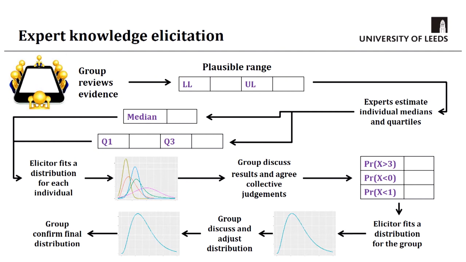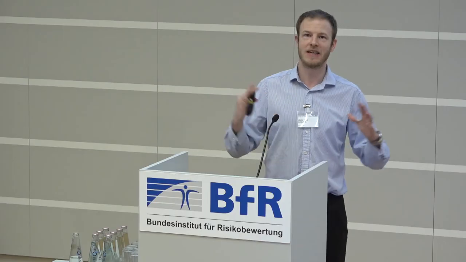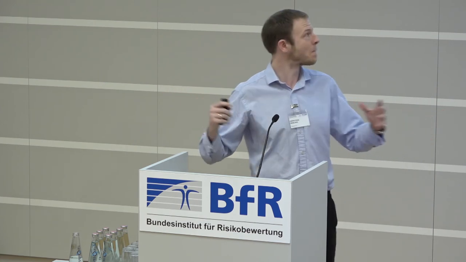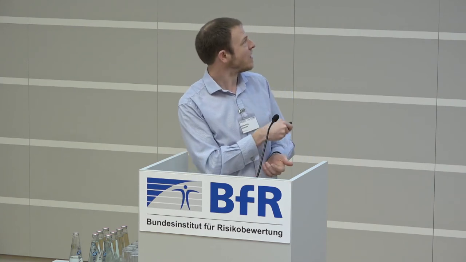But then again, once we've got these extra judgments, I'm then going to fit a distribution for the group. So this is supposed to be a distribution which encapsulates the group, the range of opinions in the group. It's not about averaging the experts to get tighter agreement. It's about trying to capture every opinion that's in that room. But again, I've made an assumption about the distribution. So I'm a mathematician, I'm making assumptions.